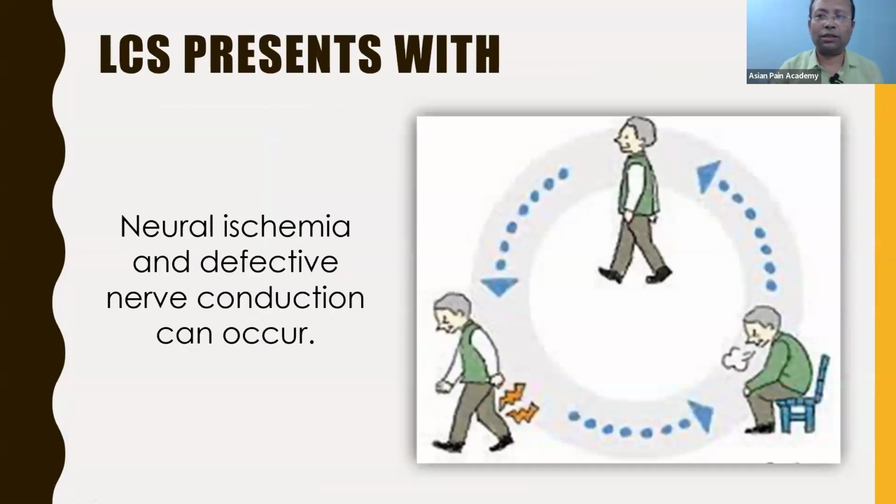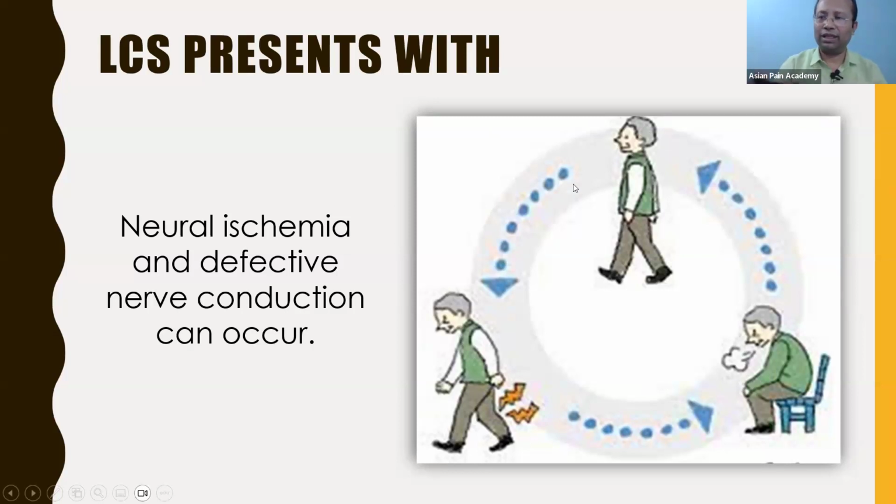So what is the result ultimately? When the canal gets stenosed, there is the symptom of neurogenic claudication. What is neurogenic claudication? The patient can walk some distance, but then has to sit. After sitting for some time, the patient can again walk for some distance.